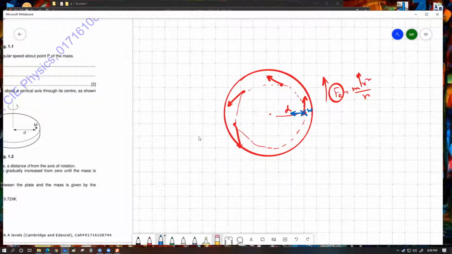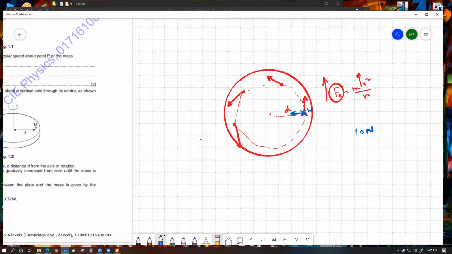So the mass is going to still be able to keep its position on the disk as long as the required centripetal force does not surpass the maximum frictional force. What do I mean by this? Let me elaborate this point. Let's say the maximum frictional force that exists between the mass and the whole thing is, let's say, 10 Newton.